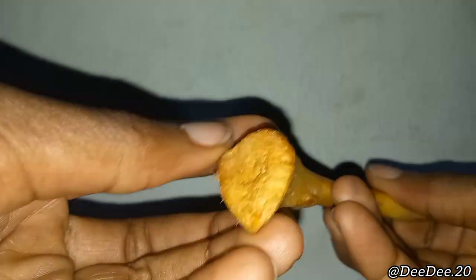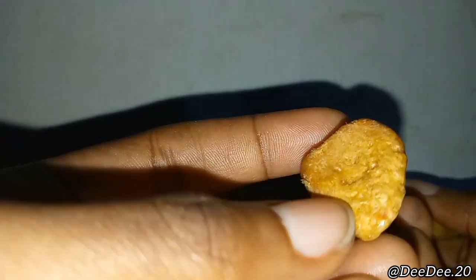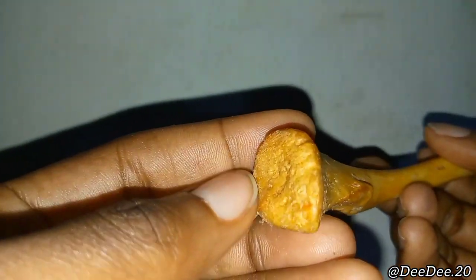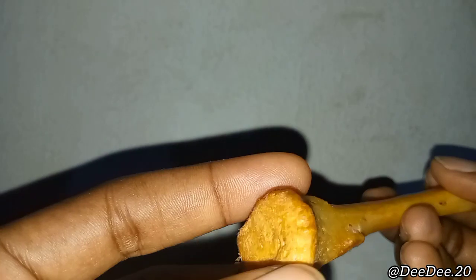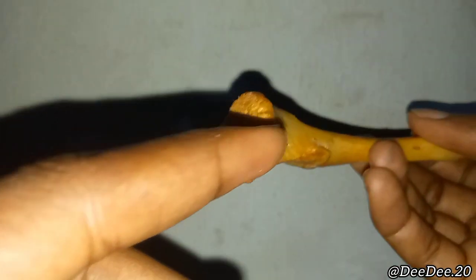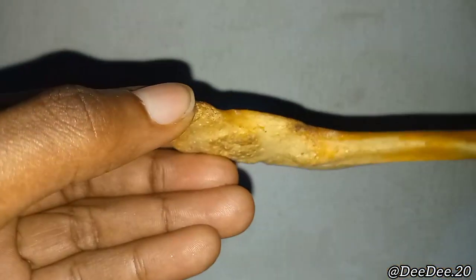Now let's go to the medial end. The medial end is also known as the sternal end. It is quadrangular in shape and articulates with the clavicular notch of the manubrium sterni. So this region articulates with the clavicular notch found on the manubrium sterni to form the sternoclavicular joint. So, sternoclavicular joint on the medial end, acromioclavicular joint on the lateral end.